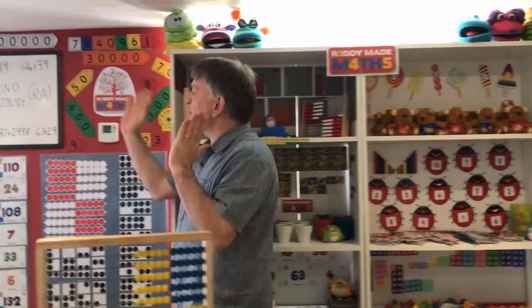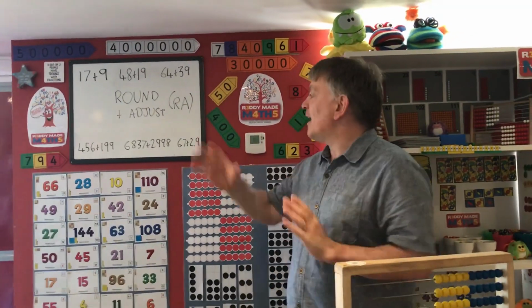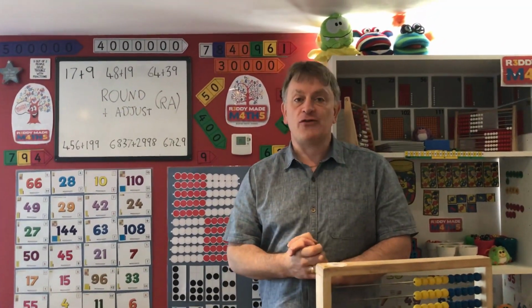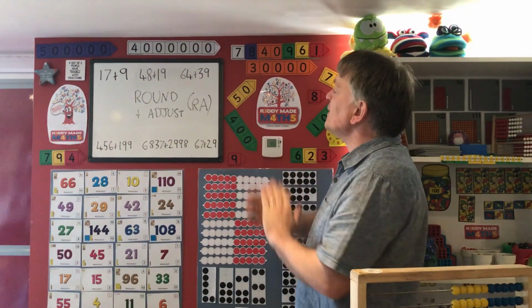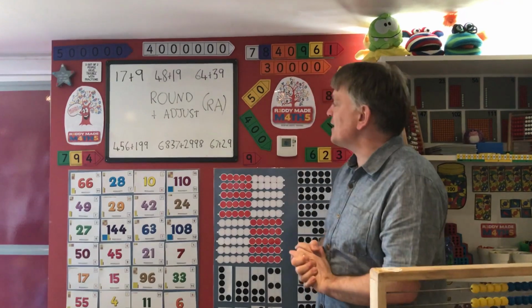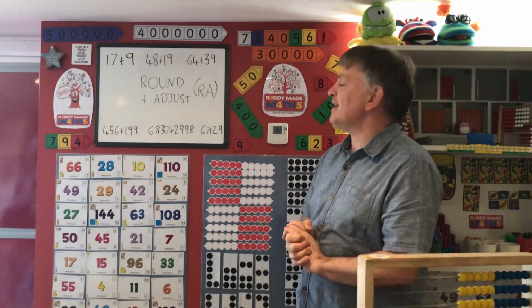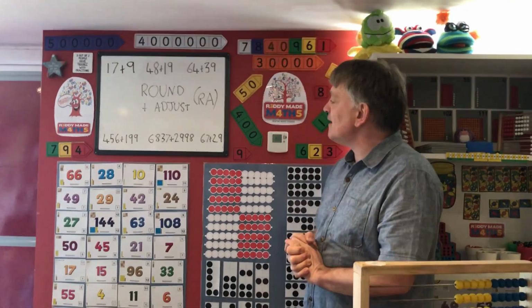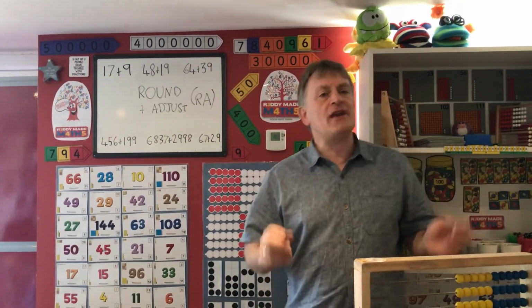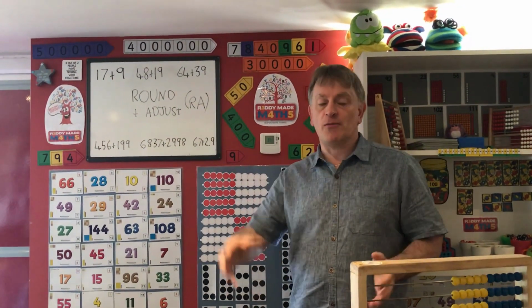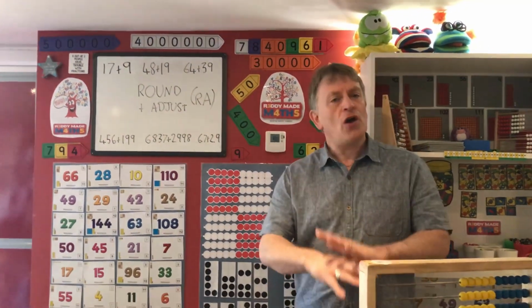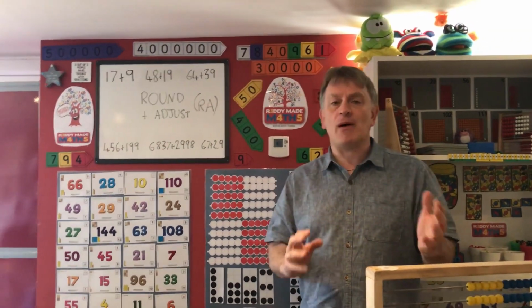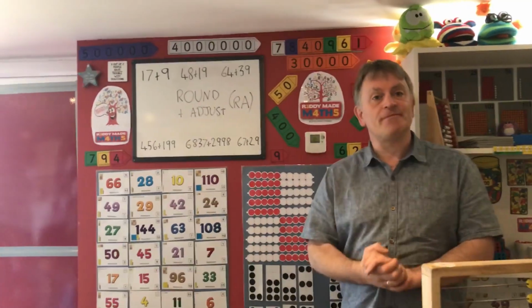Today, we're moving on to the third strategy, and if we can look at the board over here, we can see a series of calculations. Today's strategy is round and adjust. The calculations that you can see on the board there, 17 add 9, 48 add 19, 64 add 39, and so on, all have something in common. What we're going to do now is just pause the video, take a few seconds to have a look at those calculations. What do you notice? What's the same about them all, and what's different?